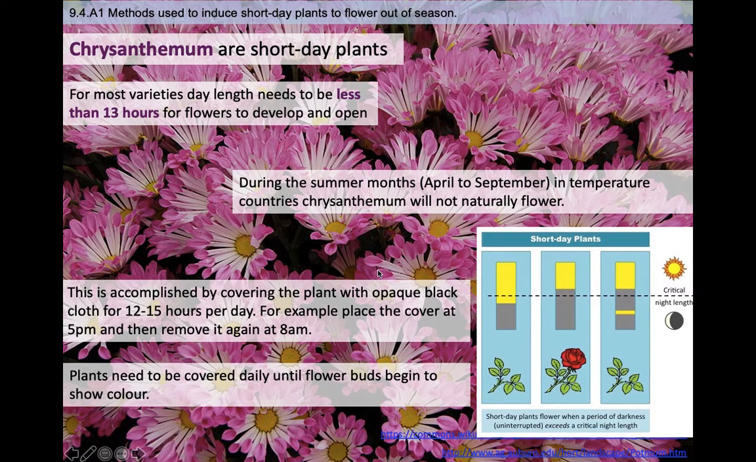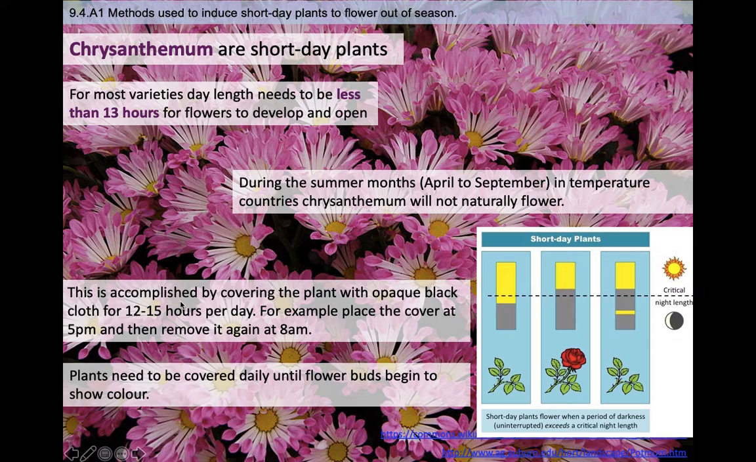So during the summer months, April to September, in temperate countries, chrysanthemums will not naturally flower. Those longer days, they naturally will not.